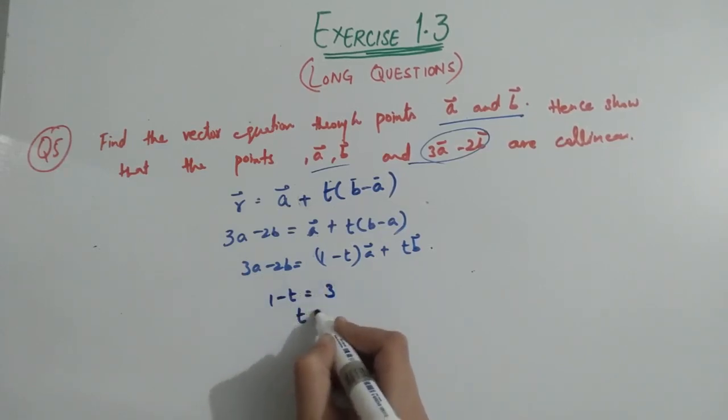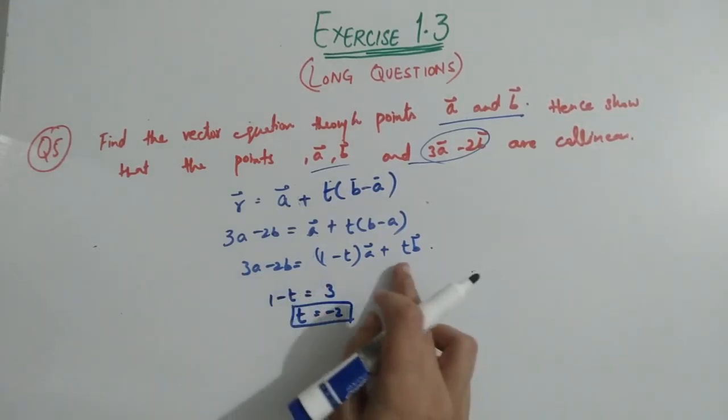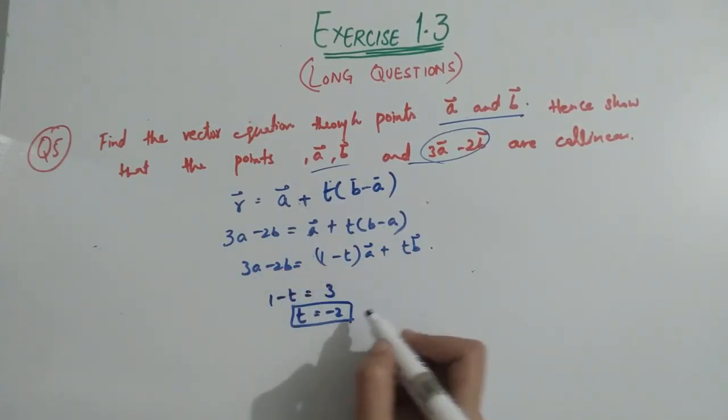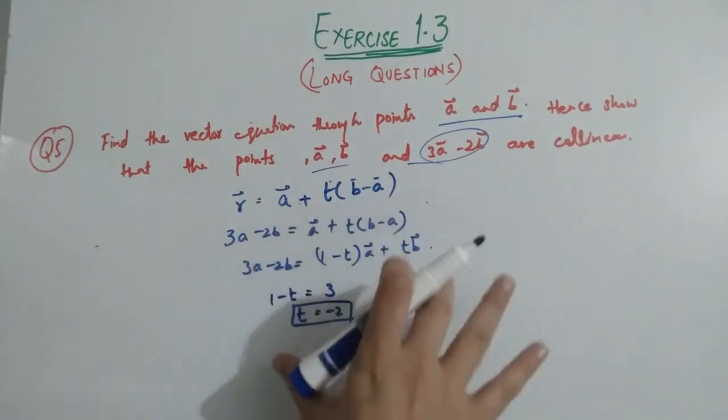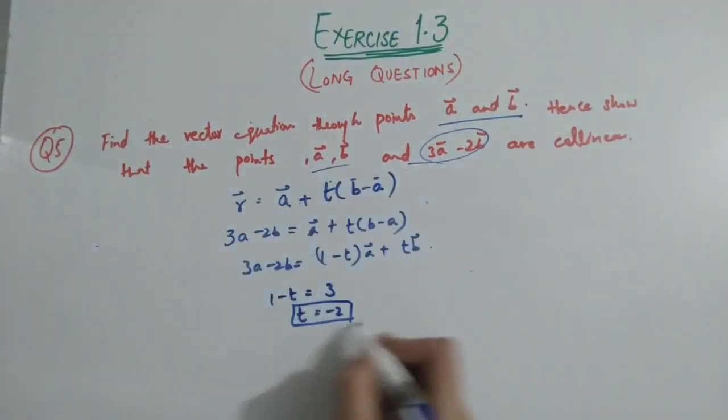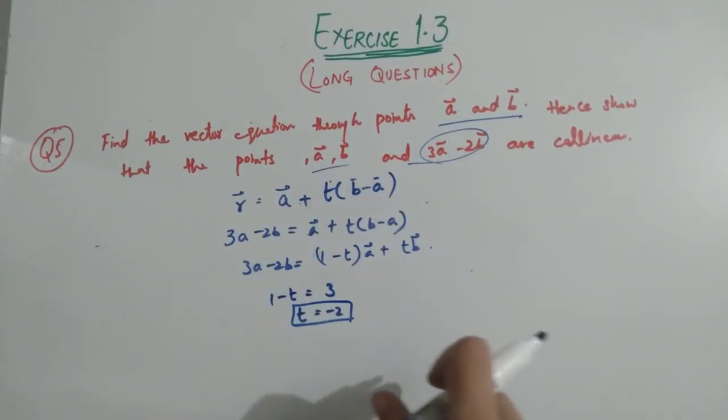Now finding the value of t, comparing coefficients of both sides, you will get t equal to minus 2, or if you simply see, t equal to minus 2 here also. So for t equal to minus 2, this equation is satisfied, hence it is sure that 3a minus 2b, a and b are collinear. Now you can write the statement in the last line.